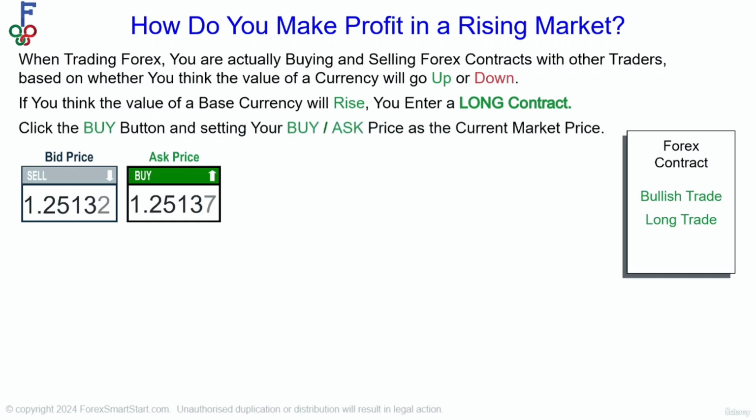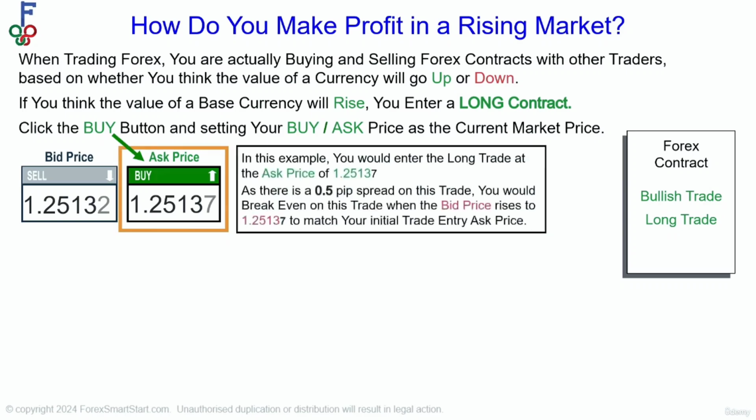Click the Buy button to set your buy ask price as the current market price. In this example, you enter the long trade at the ask price of 1.25137. As there is a 0.5 pip spread in this trade, you will break even on this trade when the bid price reaches 1.25137 to match your initial trade entry ask price.